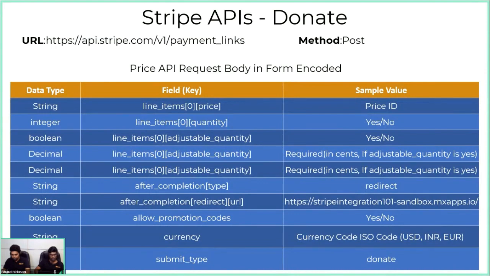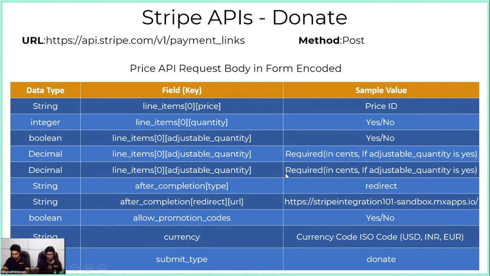Let's say if Netflix, or an Apple iPhone needs to be bought, the price and quantity will be predefined by the user. But in donation, the customer chooses the price, he can donate either $10 or $20, whatever amount he wishes. Another key difference in the body between the payment link and donate is the submit type. The other line items, after completion, allow promotion codes and currency will remain the same. Apart from that, we need to set the submit type to donate.